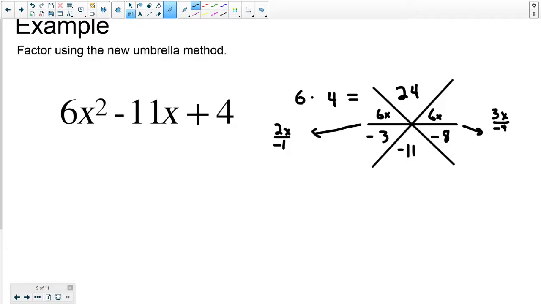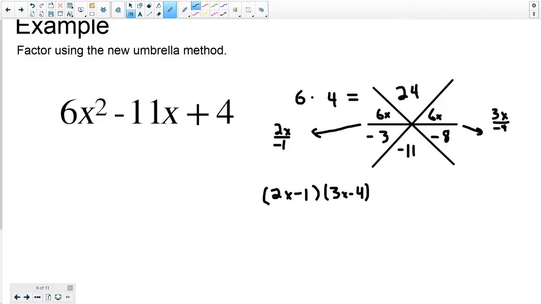So now what I can do is write those as my factors. The first one would be 2x minus 1. That's my first factor. And my second factor would be 3x minus 4. Now, the extension of this problem would be if this were equal to 0, I would use the zero product property to solve these equations.